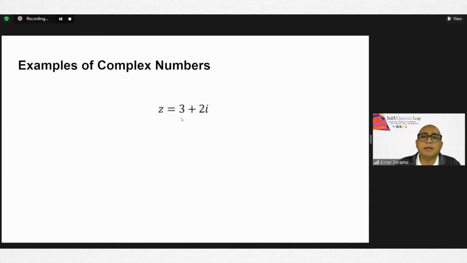For example, in this case, the real part is 3, the imaginary part is 2. In this case, the real part is negative 4.3, the imaginary part is negative 2/3. And this one, the real part is 6, the imaginary part is 0. And this one, the real part is 0, and the imaginary part is 4.